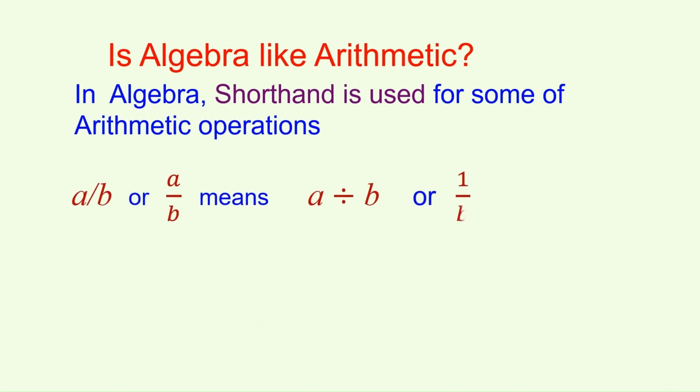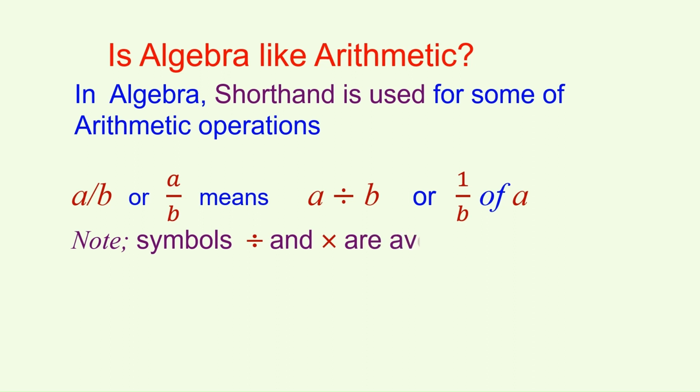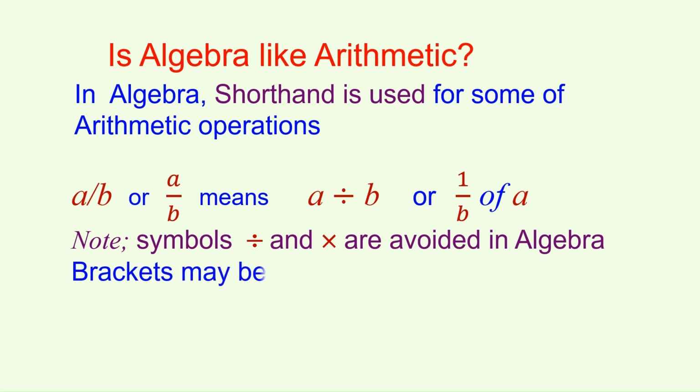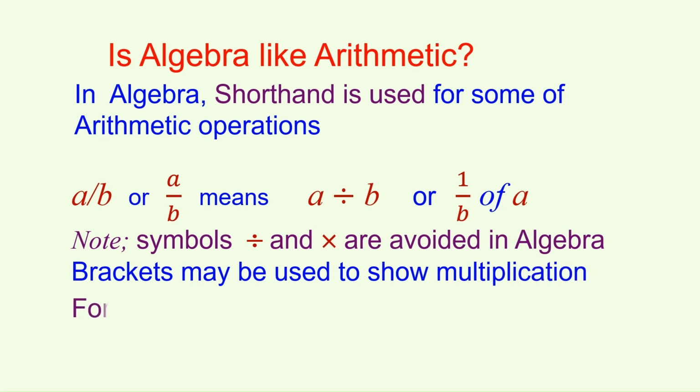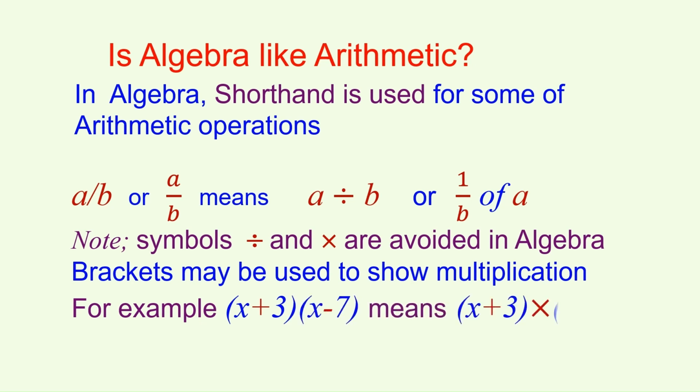A by B, or A over B, means A divided by B, or 1 by B of A. Note: symbols of division and multiplication are avoided in algebra. Brackets may be used to show multiplication. For example, (x plus 3)(x minus 7) means x plus 3 times x minus 7.